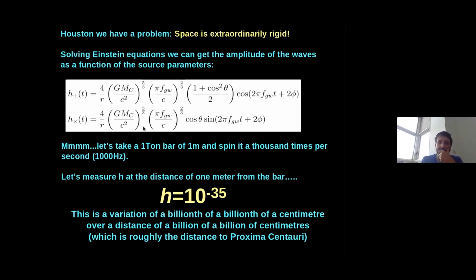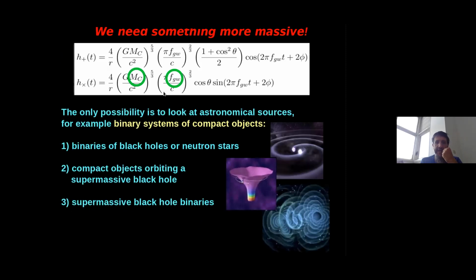So in practice, the only viable way to get anything that is borderline detectable is to turn to astrophysical sources, because if you have very massive objects, this chirp mass gets pretty big. And if your system is compact, this frequency can also be quite high. Okay, so the best candidate for gravitational wave sources are, in fact, compact binary objects of astrophysical origin.